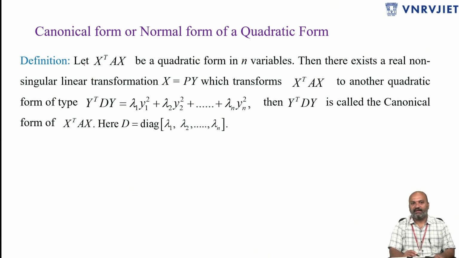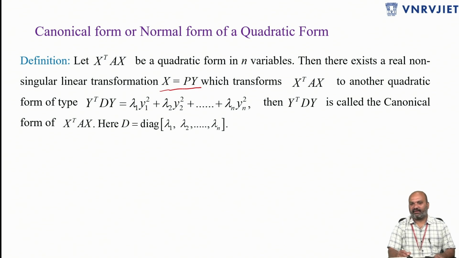Observe here. Let x transpose Ax be a given quadratic form in n variables. A quadratic form in n variables means we can have square terms as well as product terms. Then there exists a real non-singular linear transformation, x is equal to Py.